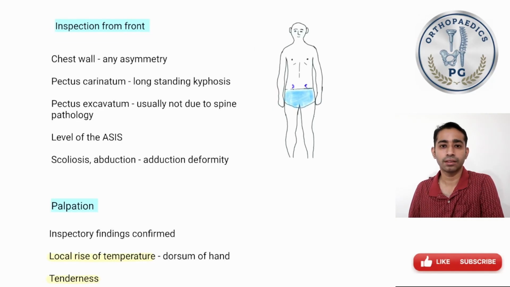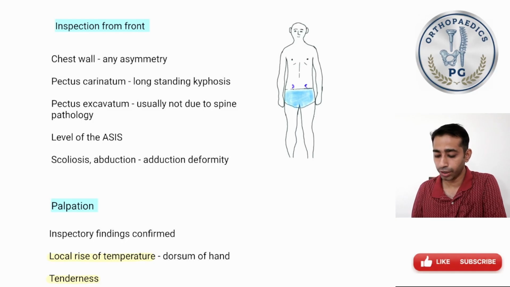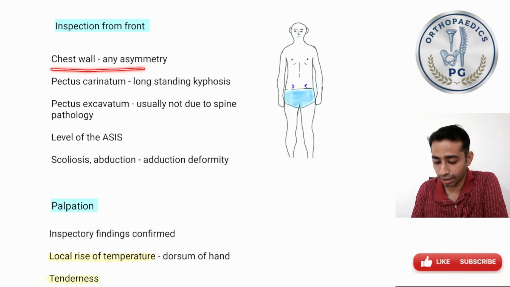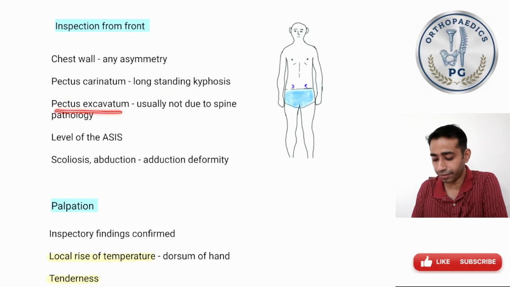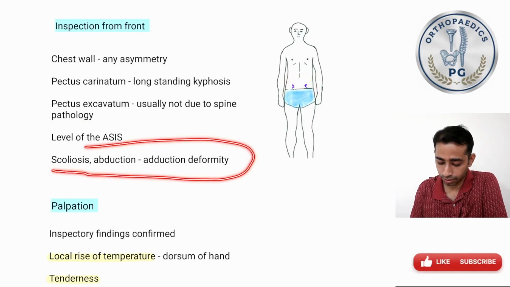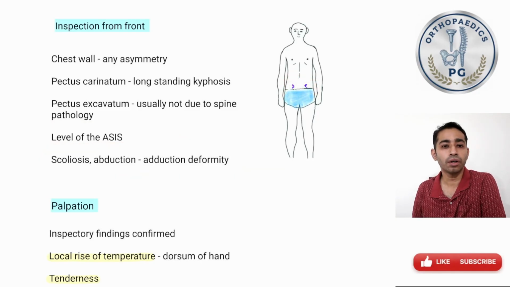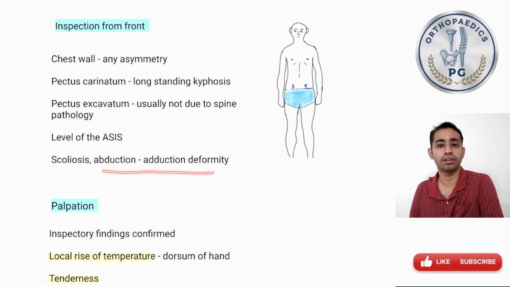This is followed by inspection from the front. Here we have to look at any chest wall asymmetry like pectus carinatum, which can be seen in long-standing kyphosis. Pectus excavatum is usually not due to spine pathology. From the front, you also look at the level of the ASIS, which can be higher or lower, both in cases of scoliosis and abduction, adduction deformity, which then has to be checked.